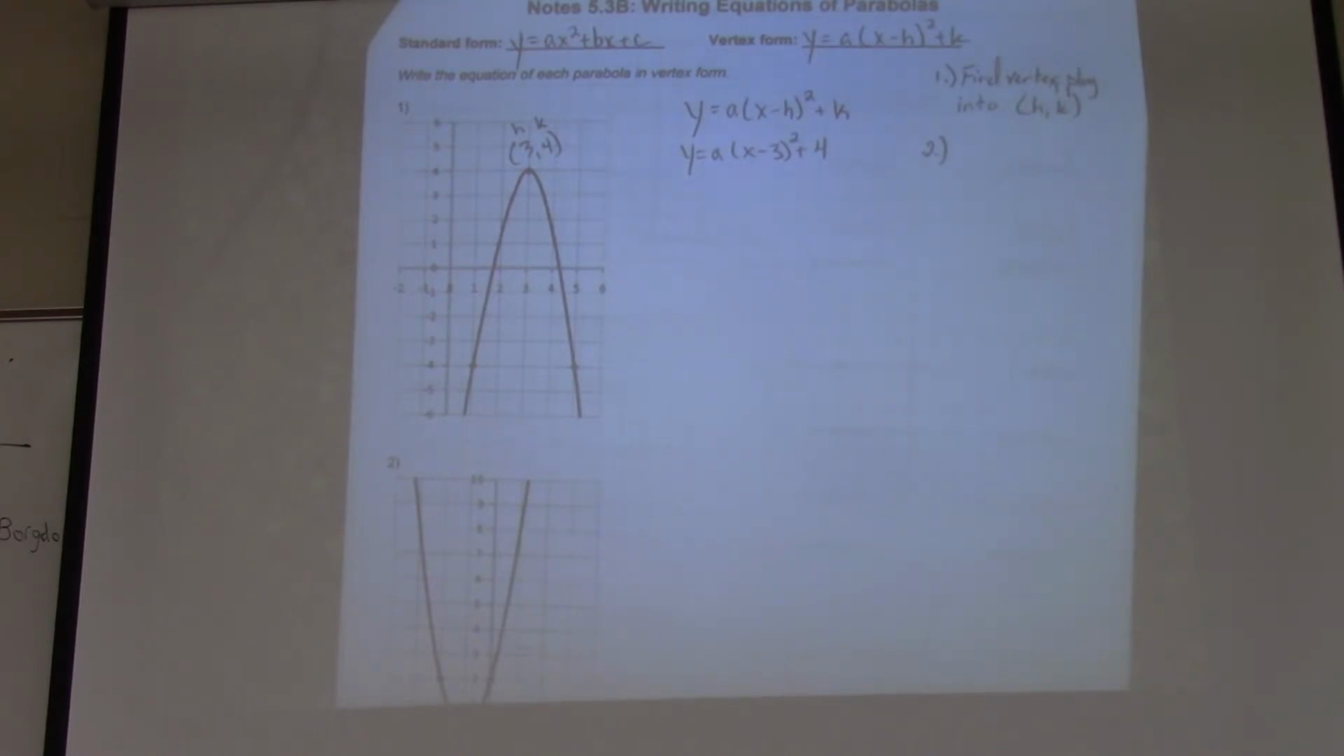What does the y-intercept represent on a graph? Where it intercepts. The point where it intercepts the y-axis. Do you see other points on here? I do. So I see other points. What are those points?